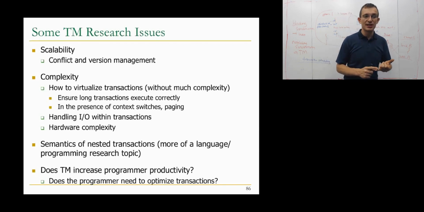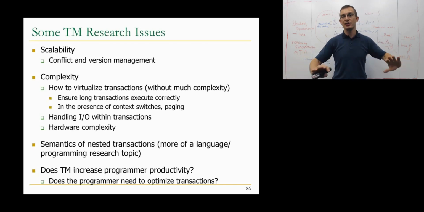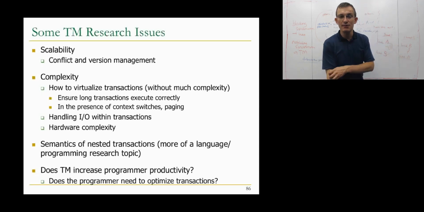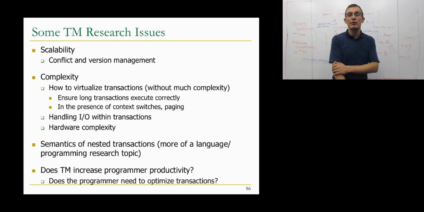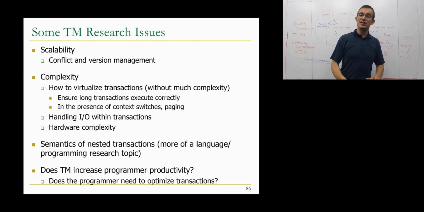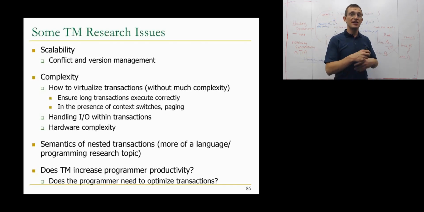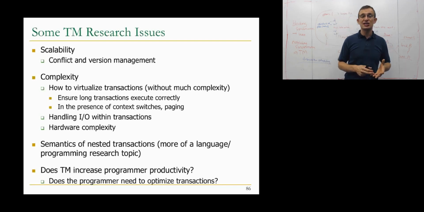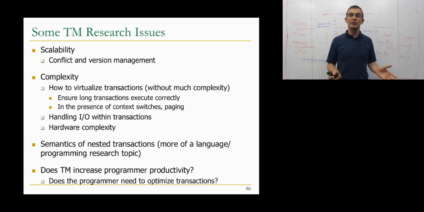One issue is scalability. How do you actually scale conflict management and version management to a very large number of nodes? I'll let you think about some of these questions. I'm not going to give you answers, but these are actually interesting research issues. The second is complexity, mainly related to how to actually virtualize transactions without much complexity. How do you actually run long transactions and ensure that they execute correctly? In the presence of context switches and paging, how do you actually save transactional state? Especially if you have hardware transactional memory, how do you keep track of read and write sets when you need to move the transactions to software if you have hybrid transactional memory? Handling I/O within transactions is interesting, and hardware complexity in dealing with all of this is interesting.